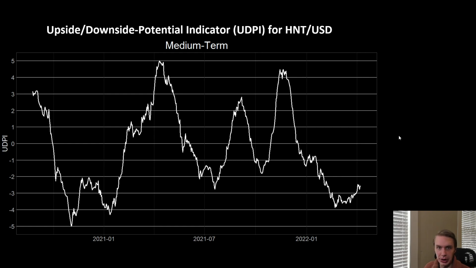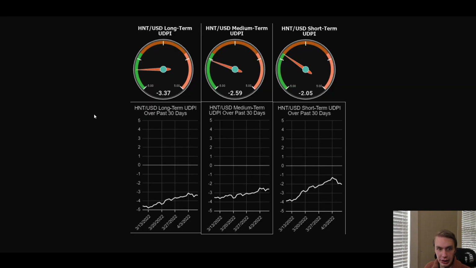We actually put out a tweet about this recently, noting that difference. And if we just look across the different time frames, this shows up. A lot of the other assets we're watching are much more in the neutral territory across these different indicators, or actually up into these higher risk zones. HNT stands apart. It's at -3.37 on the long-term UDPI, quite low. I believe this is the lowest long-term UDPI that we have currently, or one of the lowest, if not the lowest. And a similar story in the medium term and the short term.